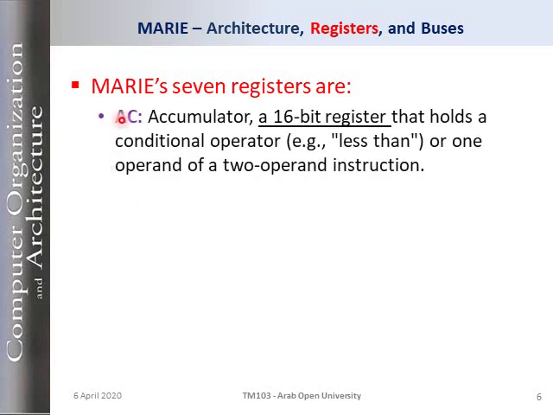First, AC. AC stands for accumulator. It's a 16-bit register that holds a conditional operator, less than, or one operand of a two-operand instruction. Usually this register is used to store information that we want to use in a calculation. It's used by the programmer to store data, to load data, and so on.